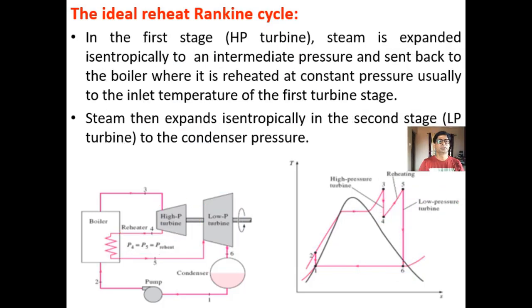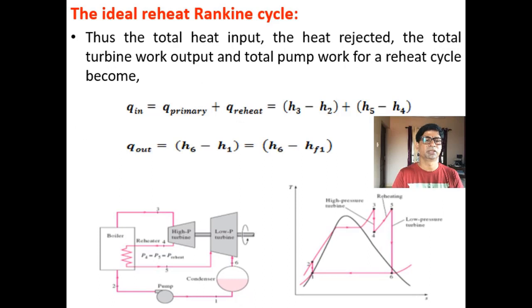This is the explanation. In the first stage, that is the HP turbine, steam is expanded isentropically to an intermediate pressure and sent back to the boiler, where it is reheated at constant pressure, usually to the inlet temperature of the first turbine. That is what I told you, T3 should be equal to T5. Generally T3 will be equal to T5. Steam then expands isentropically in the second stage to the condenser pressure. Thus the total heat input, the heat rejected, the total turbine work output, and the total pump work for a reheat cycle become as follows. Now let us write the expression for the total heat input.